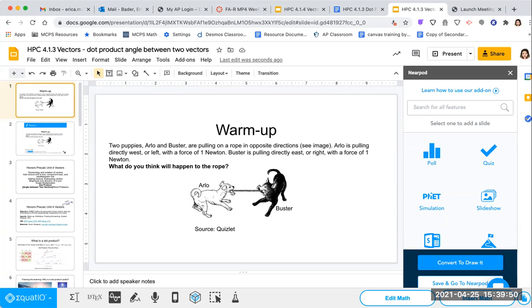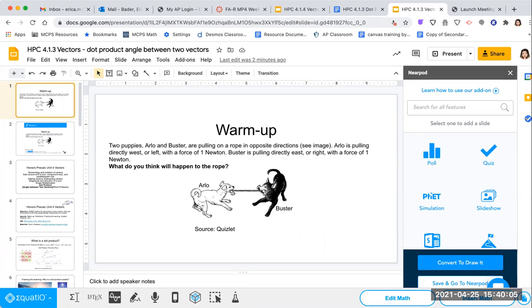This is a lesson on Unit 4, Topic 1, the algebra of vectors, and it's our third lesson in 2021. We're going to look at the dot product and the angle between two vectors. So if you would go ahead and start with this warm-up.